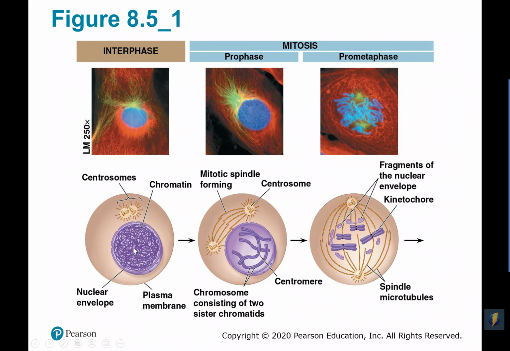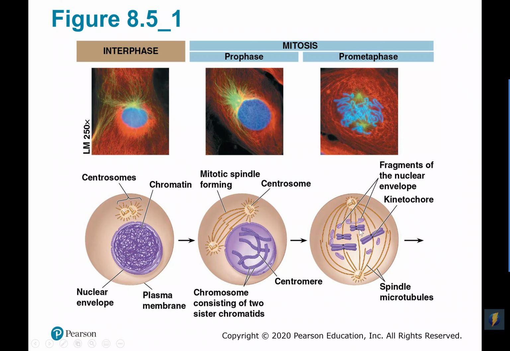So here you can see our cell in interphase. Again, you really can't see the DNA very well with the light microscope because it's in this chromatin format. A cell in late interphase will have already replicated its DNA, so in this chromatin is 2 sets of DNA. In prophase, you'll see the DNA start to condense and coil into the actual sister chromatids, connected at something called a centromere. You get the formation of the mitotic spindle, microtubules from these centrosomes.